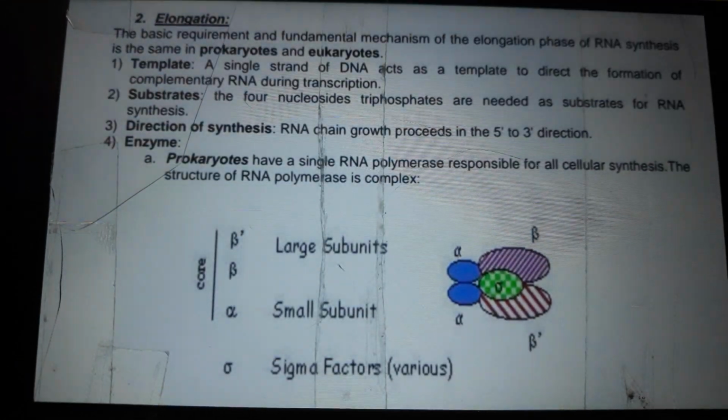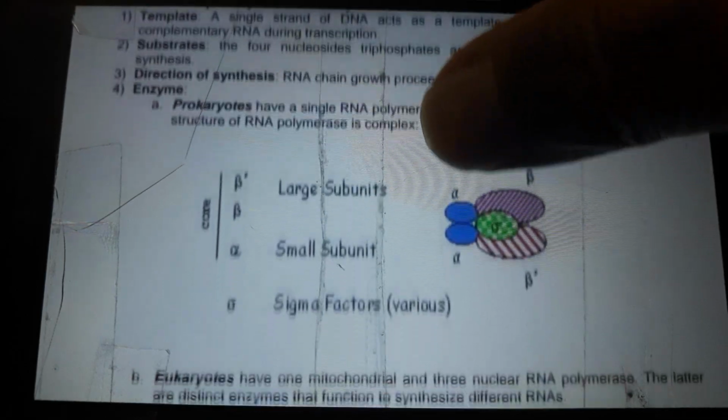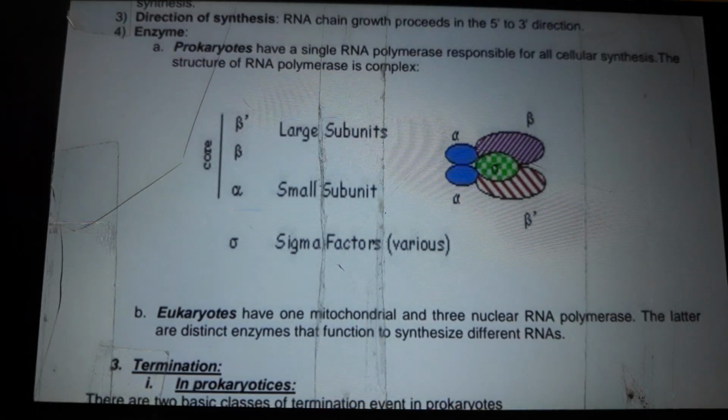Elongation. The basic requirements and fundamental mechanism of the elongation phase of RNA synthesis are the same in prokaryotes and eukaryotes. Template. A single strand of DNA acts as a template to direct the formation of complementary RNA during transcription. Substrates. The 4 nucleoside triphosphates are needed as substrates for RNA synthesis. Direction of synthesis. RNA chain growth proceeds in the 5' to 3' direction.